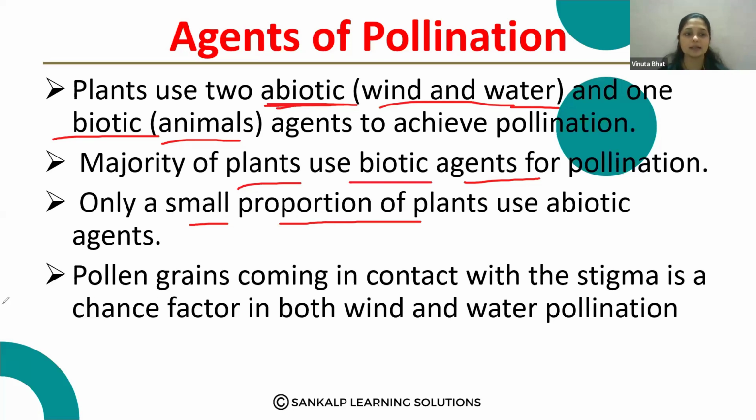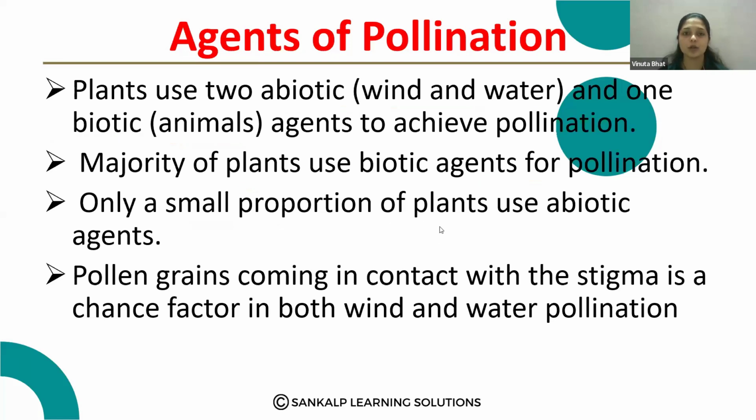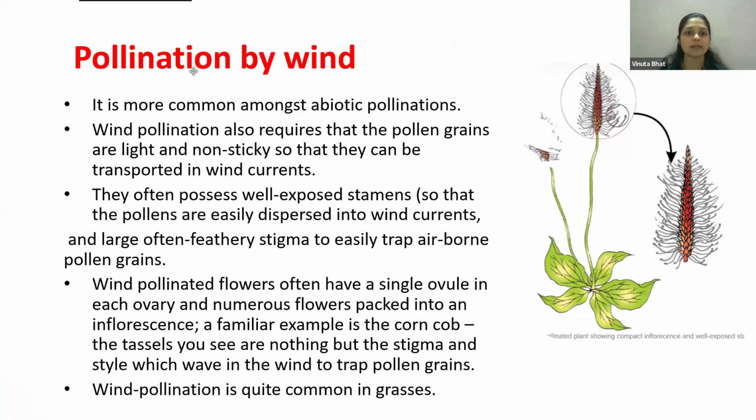Let us see the abiotic agents which are used for pollination. First one is pollination by wind. Here wind is the abiotic agent which is used to transfer the pollen grains to the stigma of the flower. Wind is an abiotic factor. Pollination by wind is more common among the abiotic pollinators.